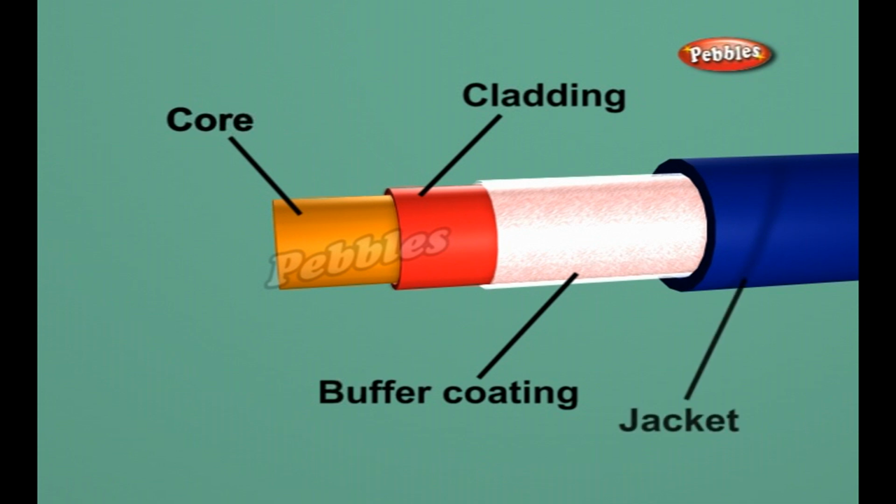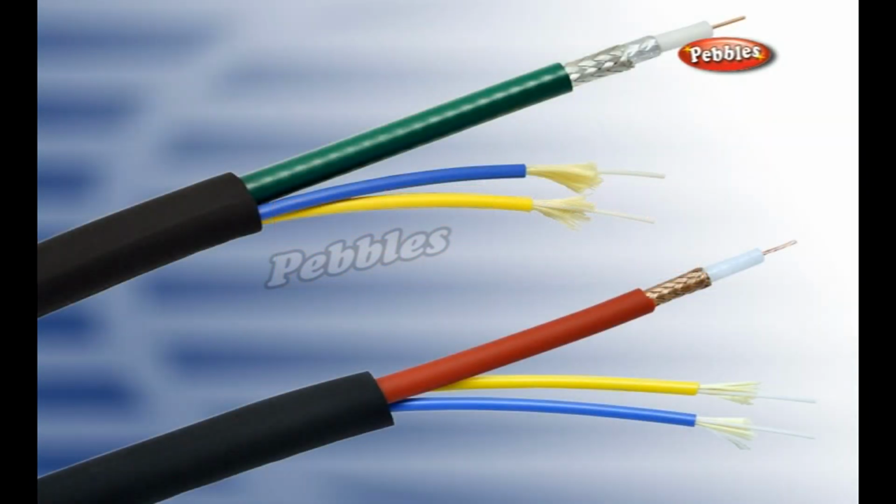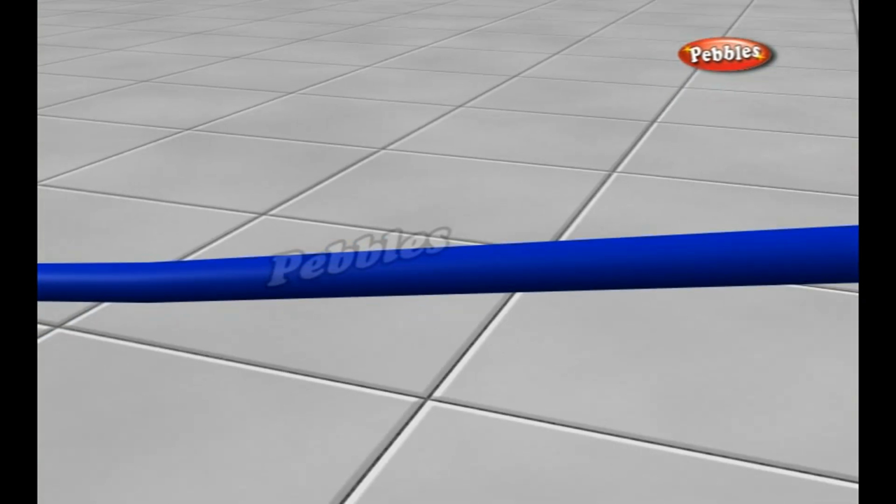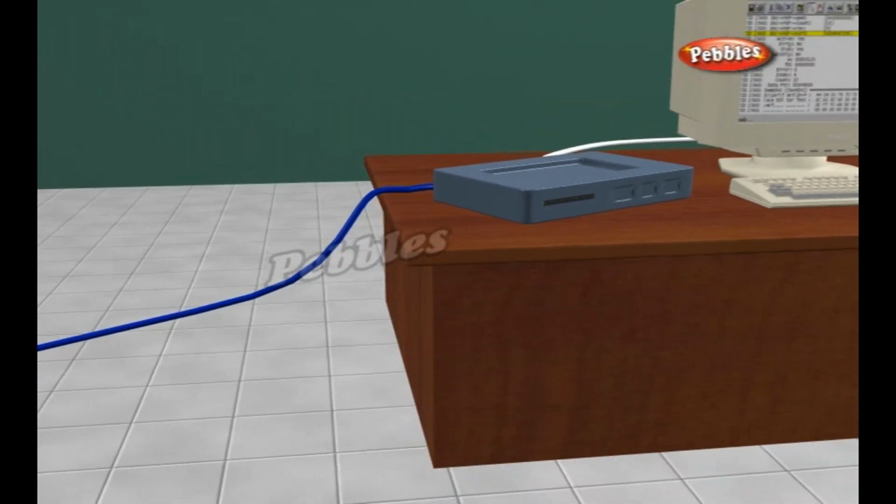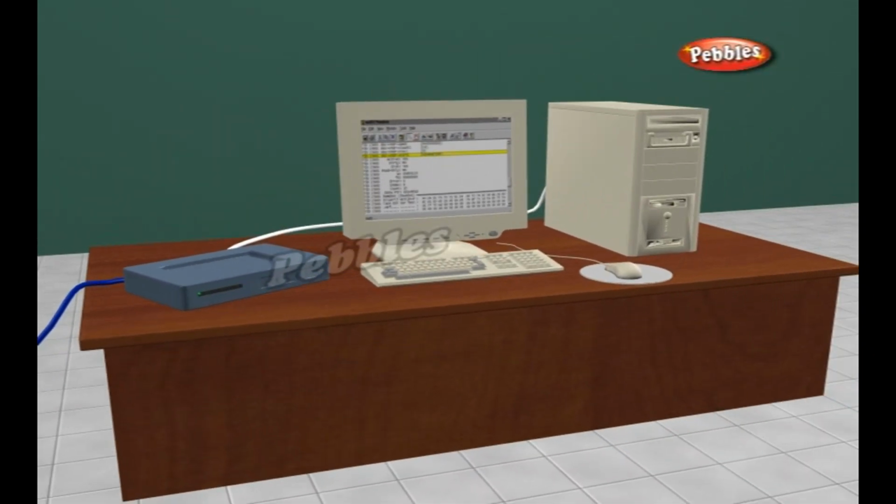Hundreds of thousands of these optical fibers are arranged in bundles in optical cables. The bundles are protected by the cable's outer covering called a jacket. Optical fibers come in two types: single-mode fibers and multi-mode fibers. Fiber optic cables carry information between two places using entirely optical technology.